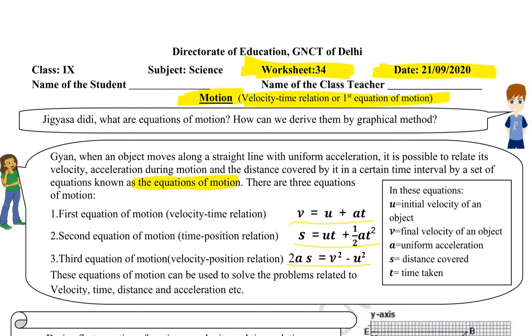In all these equations, we will find u is equal to initial velocity of the object, that is the velocity when it gets started, and final velocity when it stops, that is represented by v. a is uniform acceleration here, s is the distance covered, and t is your time taken. These equations of motion can be used to solve the problems related to velocity, time, distance and acceleration.